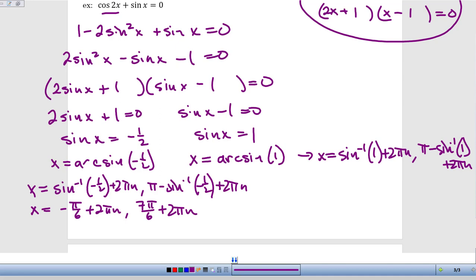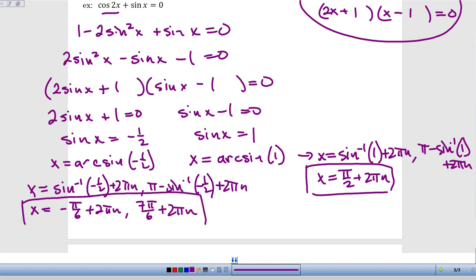And then for the other part of the equation, if we move over here to the right, the inverse sine of 1, my answer for that is going to be pi over 2. Since we've got to be between negative pi over 2 and positive pi over 2, so the y-coordinate on the unit circle is 1 at pi over 2. So I've got pi over 2 plus 2 pi n. And then, as it turns out, pi minus pi over 2 is pi over 2. So we really only end up with one equation out of the second part of the problem. But we've got these two equations here. And so taken together, that is our infinite solution set to this equation.